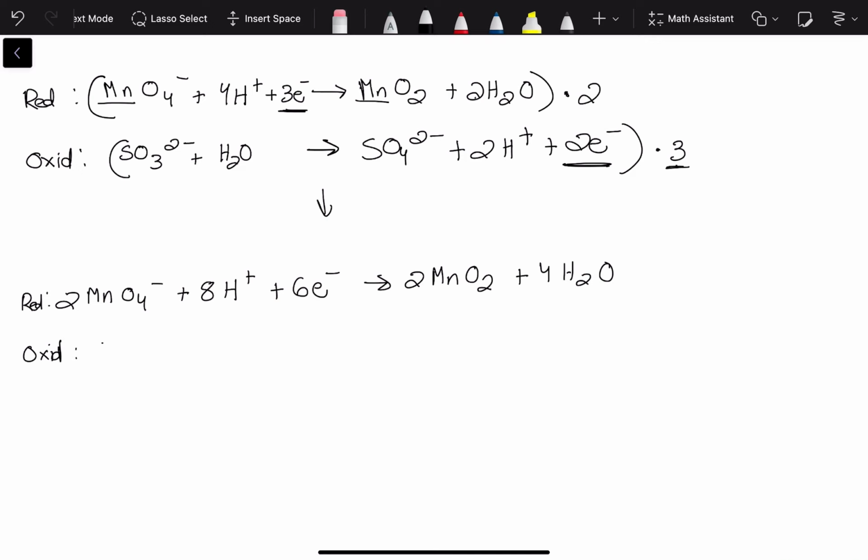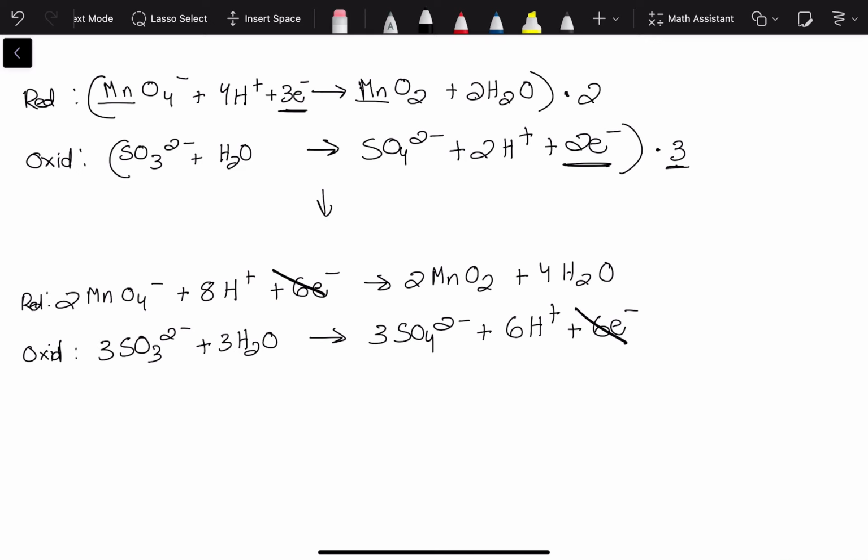And for our oxidation, we're multiplying by 3. So we get 3 SO3 2 minus plus 3 H2O, giving 3 SO4 2 minus plus 6 H plus plus 6 electrons. Okay, now we can start canceling the electrons out and canceling anything else out we have. So we have 6 electrons on the reduction and 6 electrons on the oxidation. So those will cancel out.